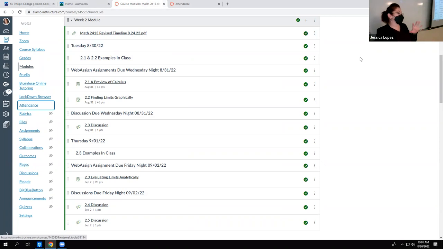Especially with the way that we have to do the discussions before we come to class, and then we talk about something and then you go do homework, right? It's a little bit different. So I try to kind of map this out by day. You won't see it like this if you're not in a website. So Chrome, I'm using Chrome.